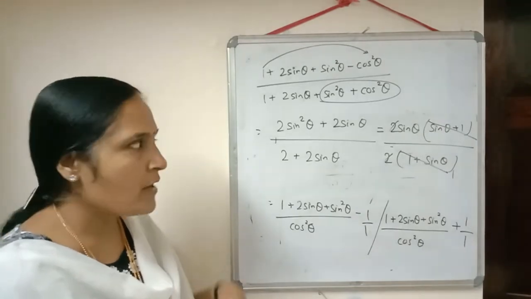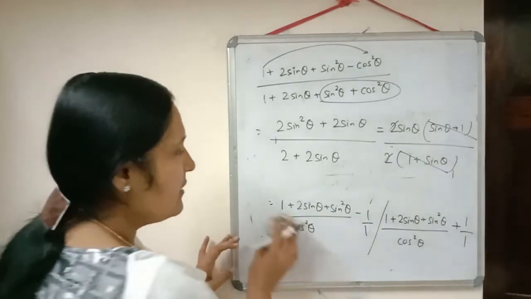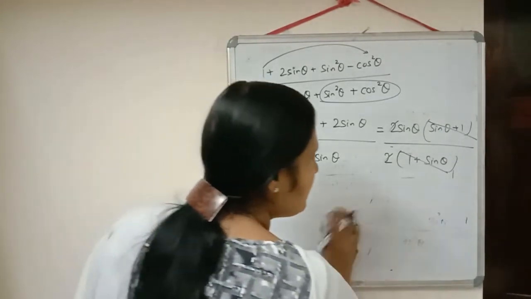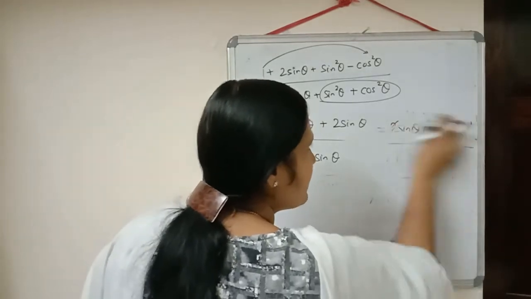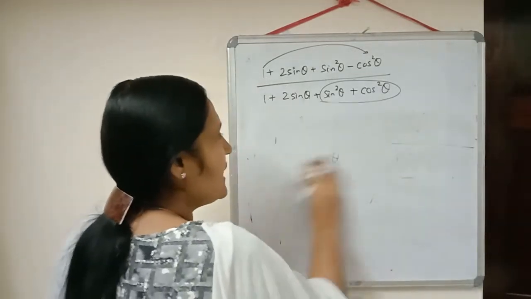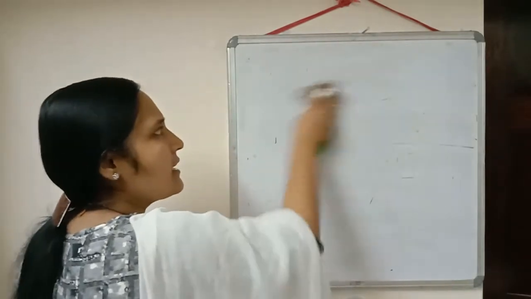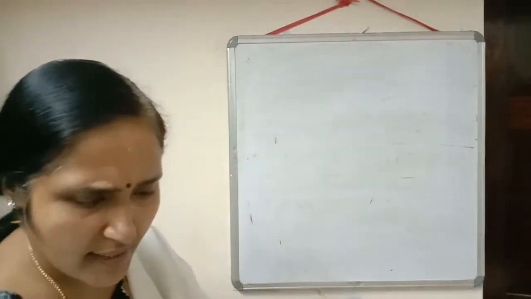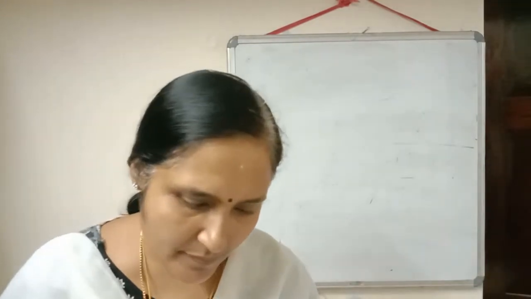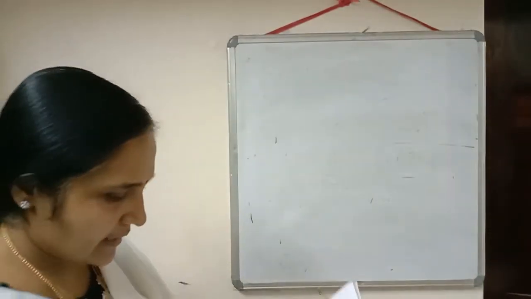Sin theta. So you can use any method. But when you are using the method, just to check there: if you know the first identity only, you change it in terms of sin and cos. Or if all the identities are clear to you, directly you can use the identity. Okay. Now write down the next question.